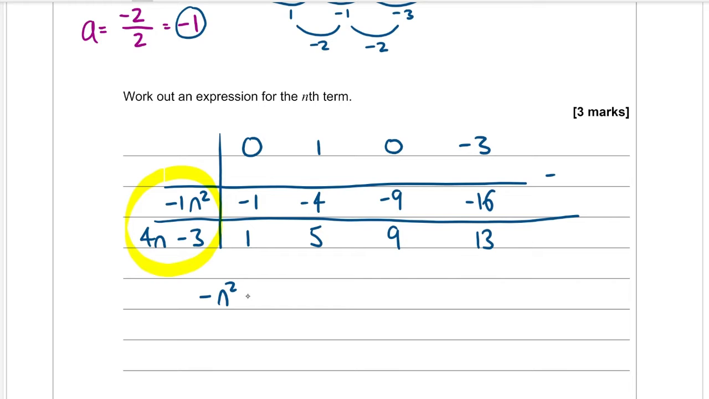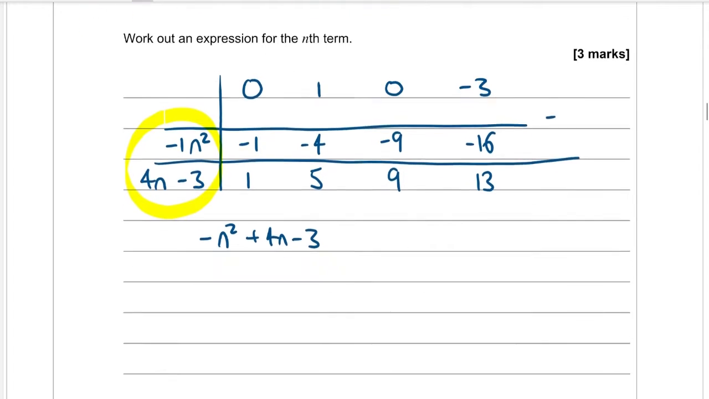So that's minus 1n plus 4n minus 3. Sorry, minus n squared plus 4n minus 3.